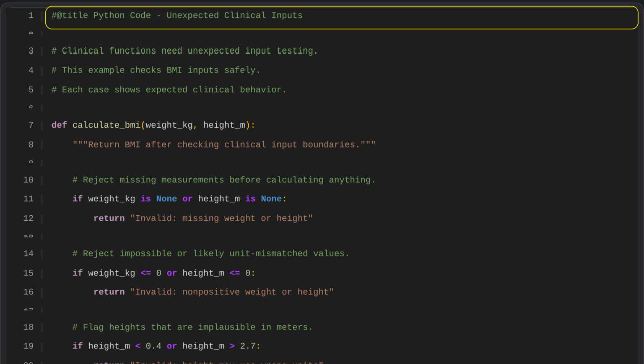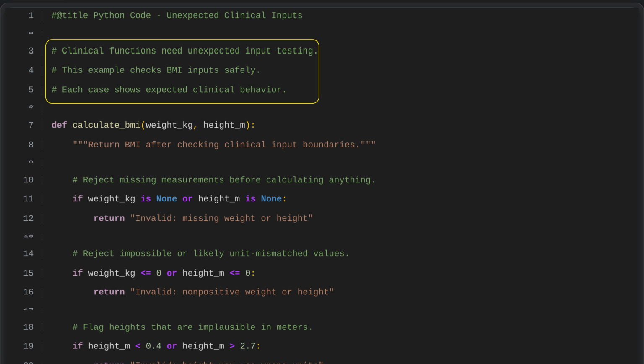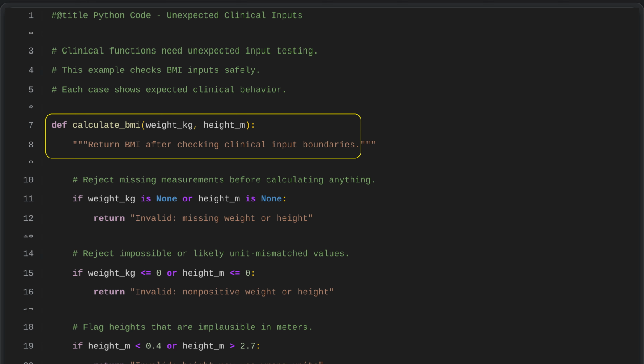Python code, unexpected clinical inputs. Clinical functions should be tested with unexpected inputs to make sure they behave safely. In this example, BMI input cases are checked to confirm the expected clinical response. The calculate BMI function takes weight in kilograms and height in meters, then validates the inputs before computing a result. It rejects missing, non-positive, or implausible values, including heights or weights outside broad human ranges that may indicate wrong units.